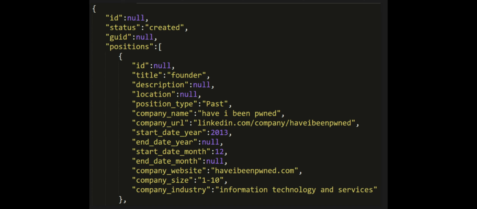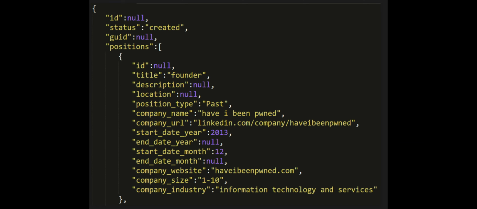Now you'll see in this picture here, you'll see metadata. So now the attacker knows the title of the person in the company, their location, if they still work there, etc. So now they know that this email address belongs to the CEO. This email address belongs to human resources. This email address belongs to security in the company.